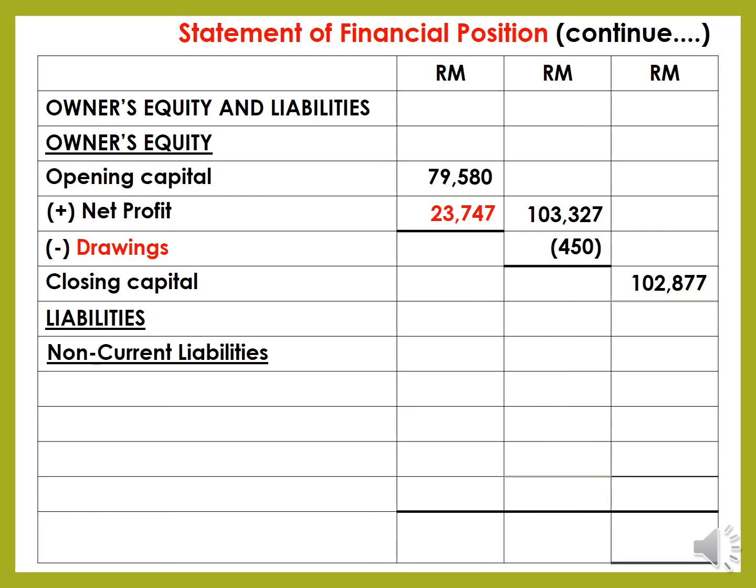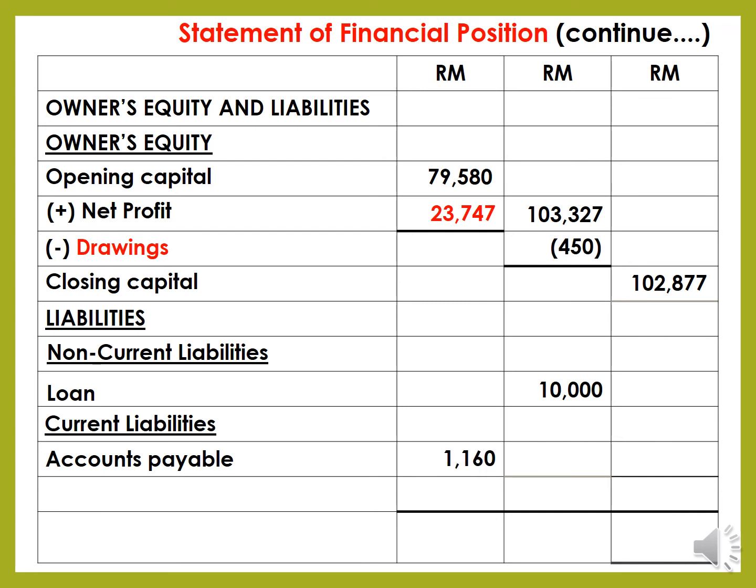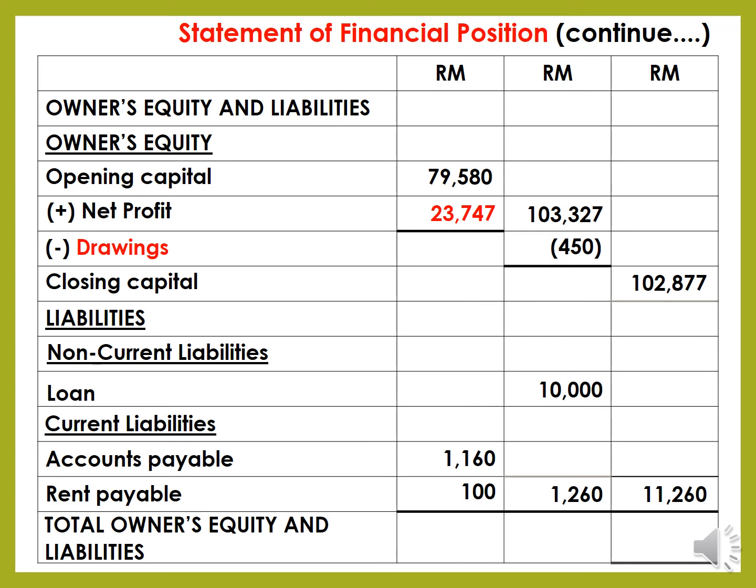After that, we continue with liabilities. We start with non-current liabilities. Loan 10,000. And current liabilities is account payable 1,160. Rent payable 100. And the total for current liabilities is 1,260. So, the total liabilities is 11,260. And for the total owner equity and liabilities is 114,137. This amount must be same with the total asset.